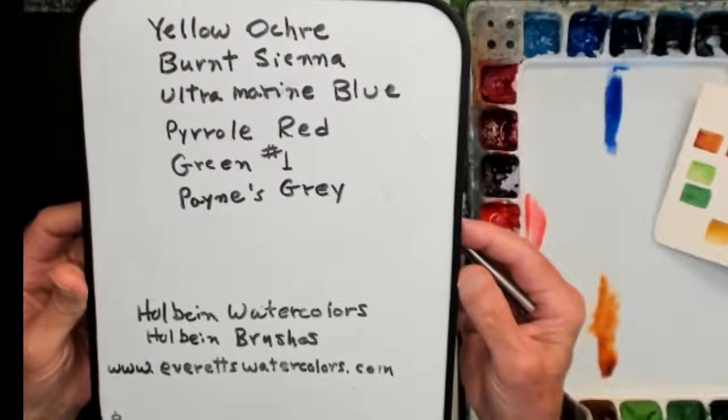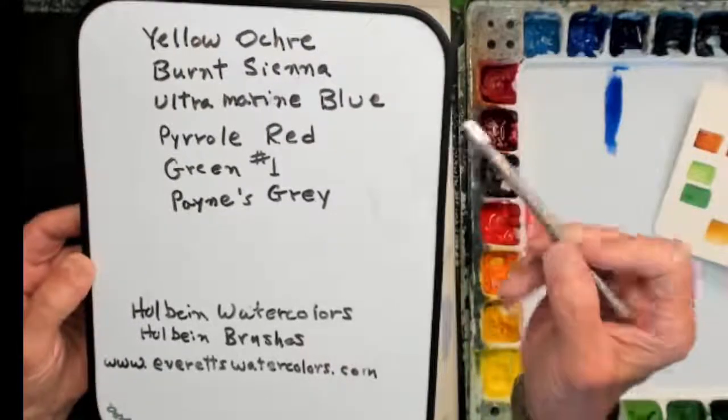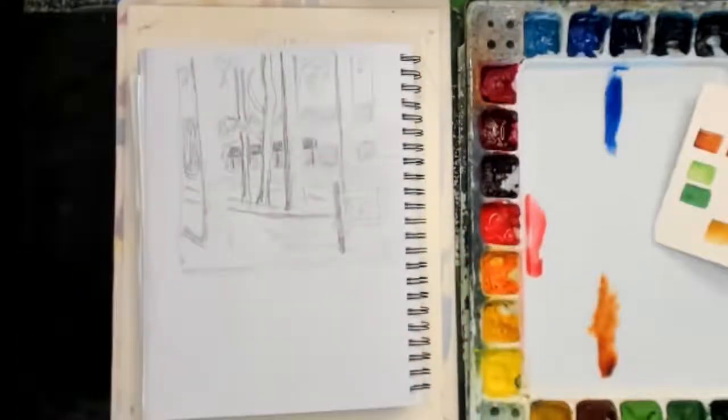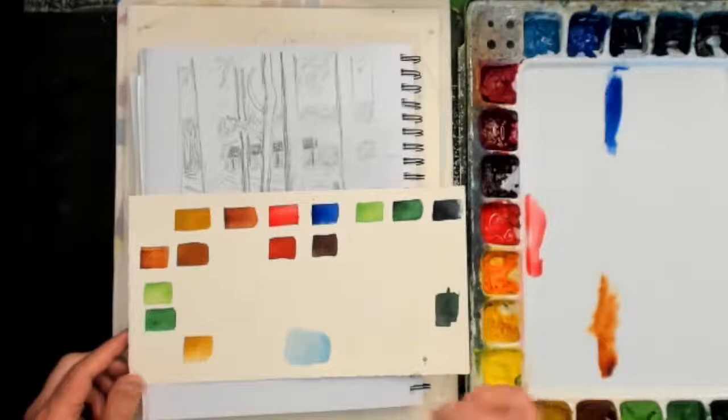There's a list of colors. I forgot to put Hooker's Green on here, in addition to green number one. Okay, my little mixing chart here.